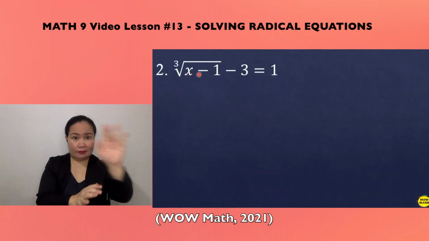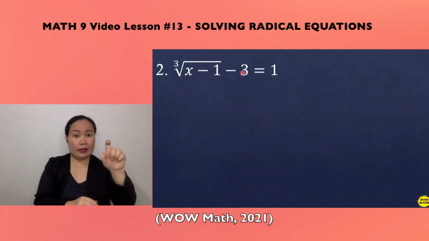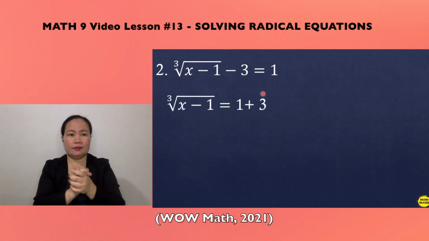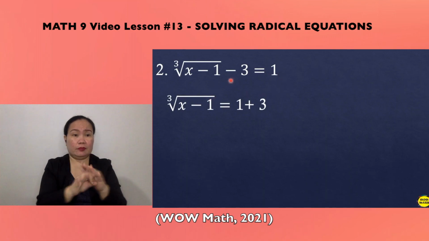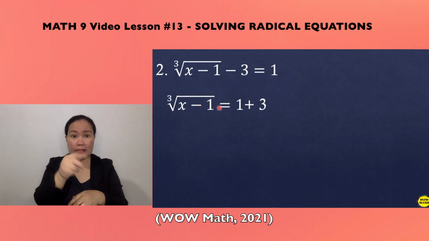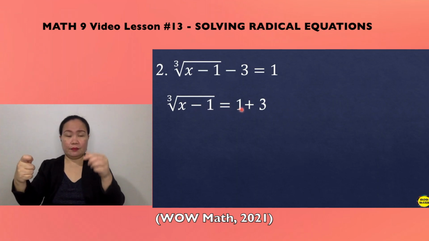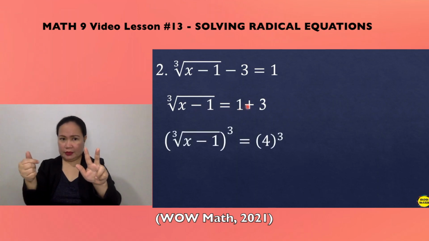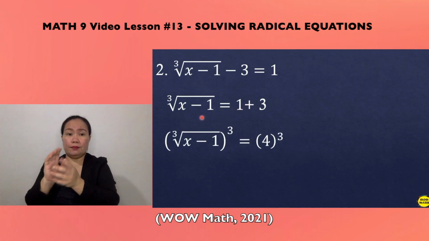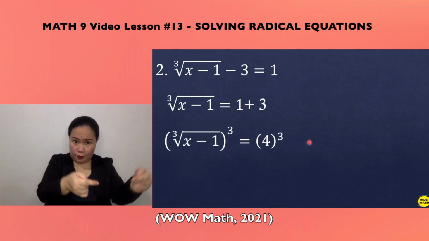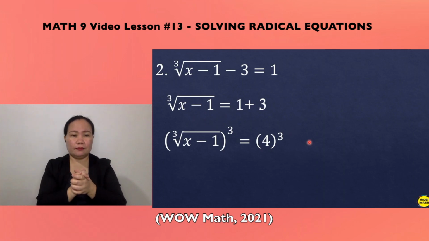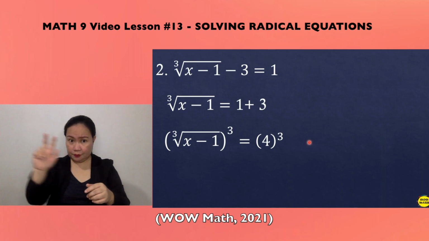Cube root of x minus 1 minus 3 is equal to 1. Okay, so same format, isolate the radical. So, malilipat ngayon si negative 3 sa right side. So, cube root of x minus 1 is equal to 1 plus 3. And 1 plus 3, that is 4. So, after nito, ang gagawin natin, i-cube natin both sides. Bakit i-cube? I-cube natin both sides of the equation.